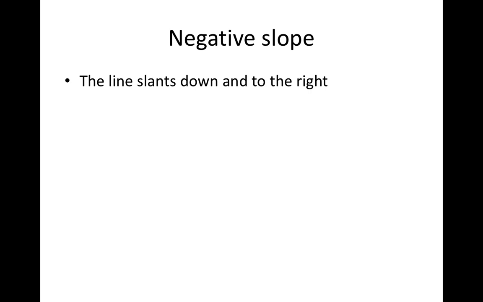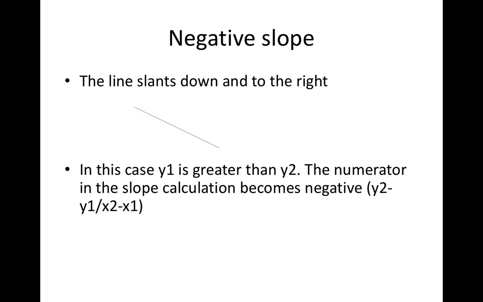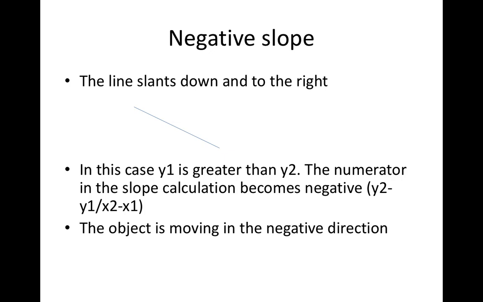Negative slope, the line slants down and to the right. In this case, y1 is greater than y2, so the numerator in the slope calculation becomes negative. The object is moving in the negative direction. The velocity is also negative.